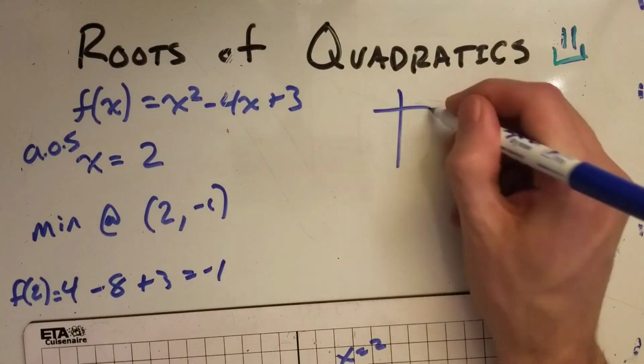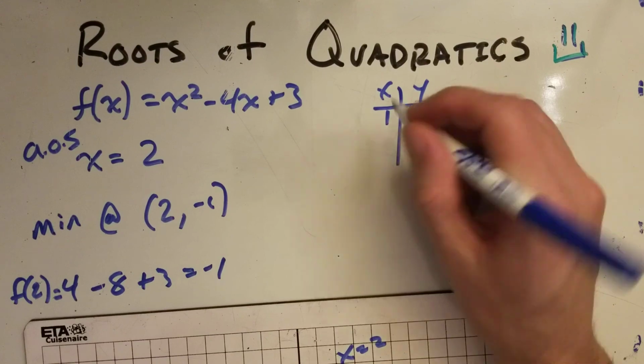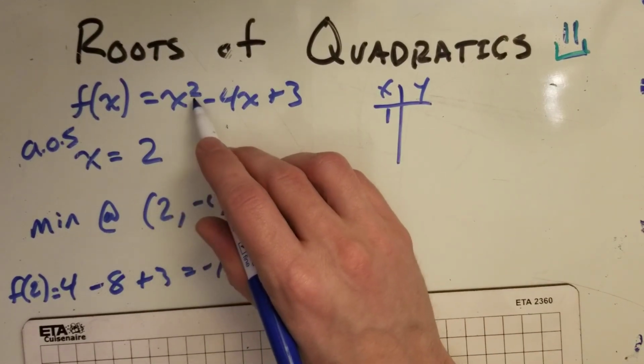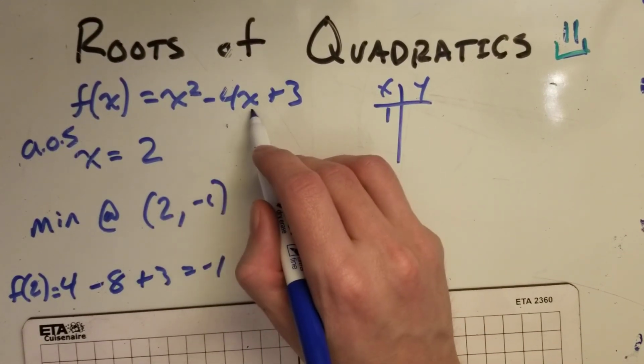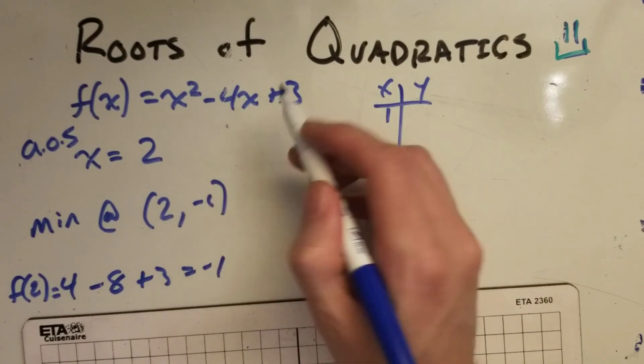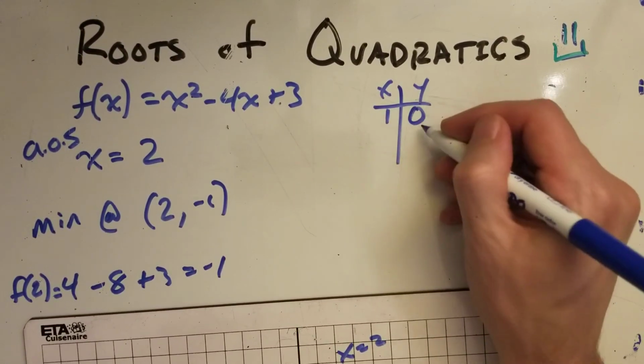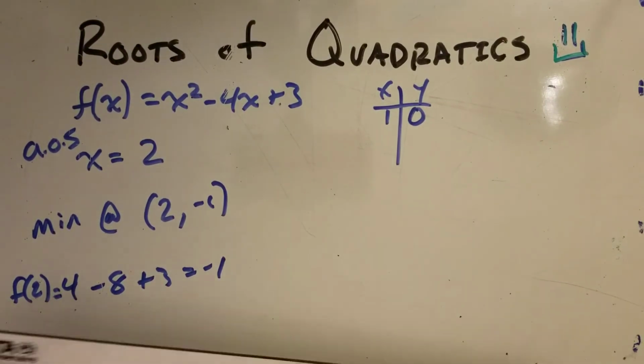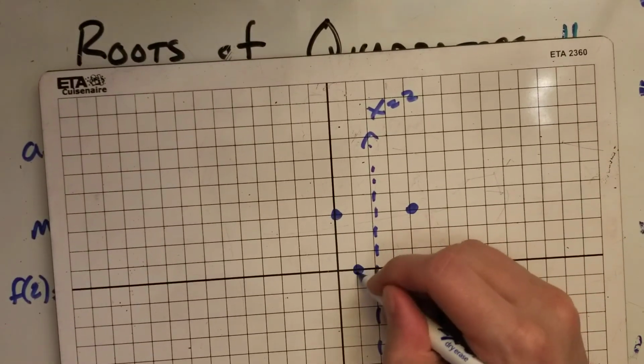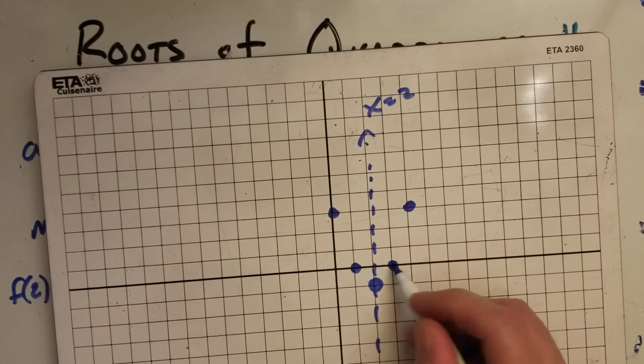Make a little table here. Let's put 1 into the function. 1 squared is 1, minus 4 times 1. So 1 minus 4 is negative 3, plus 3 is 0. We have that y is 0. That jumps out to us because that's going to be the root. So there's one root. You can use symmetry to find the other root.